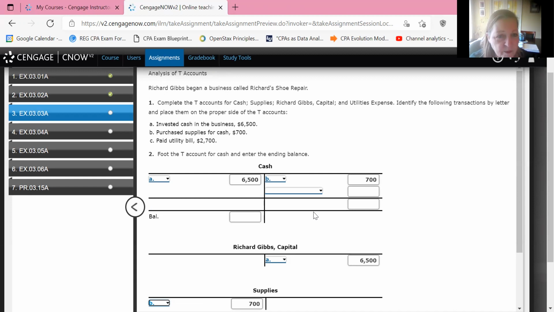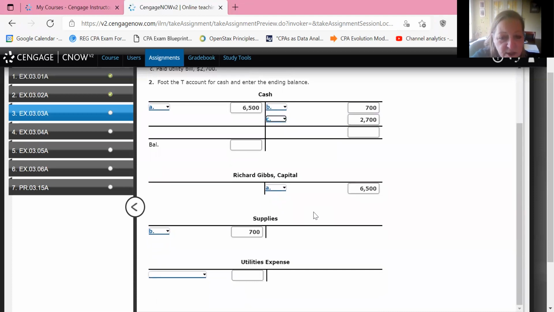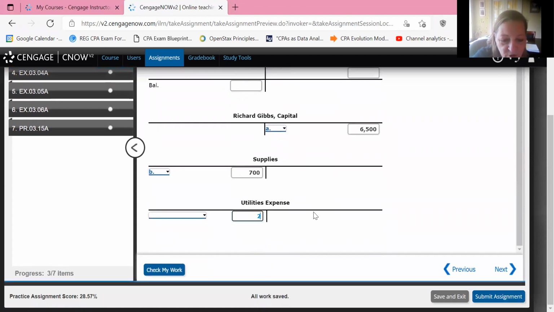Transaction C: we paid the utility bill. Again, you paid something, so your cash decreased, and it's $2,700, sorry. That's transaction C. And we're going to debit utility expense for that same $2,700, and put a C by that one.